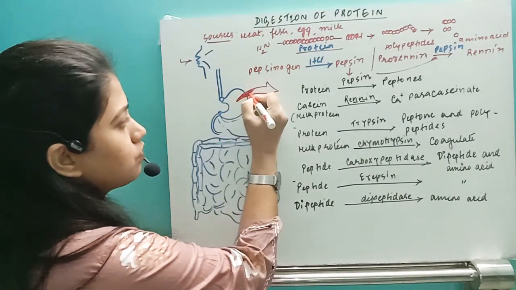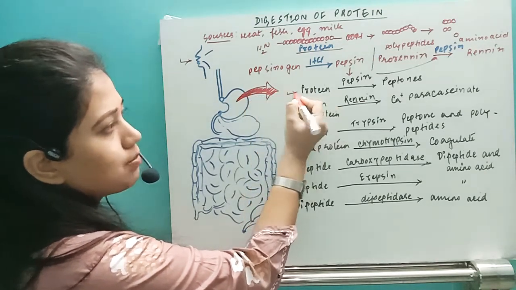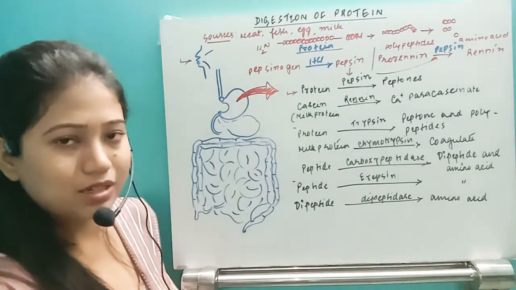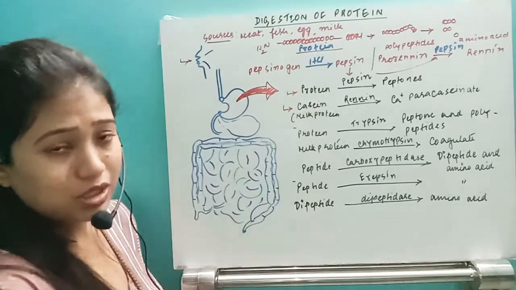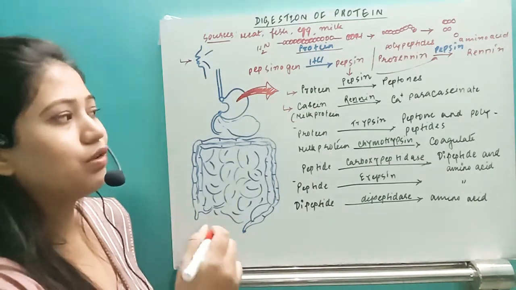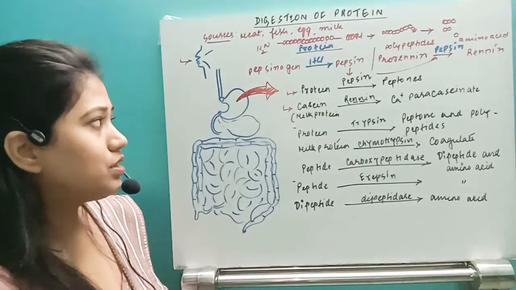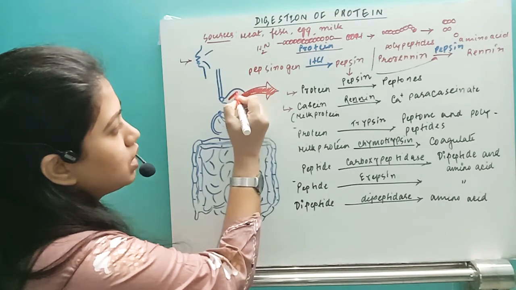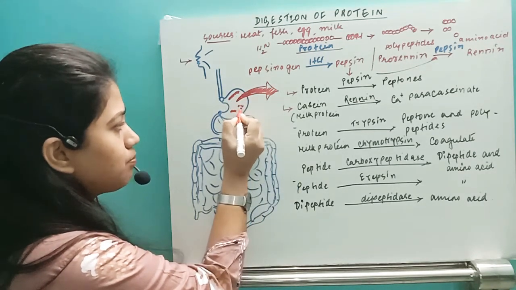So in the region of the stomach, what happened? Our protein will be acted upon by the pepsin to convert into peptones. Peptones are nothing but polypeptides. Next, the casein, which is the milk protein, in presence of renin will be converted into calcium para-caseinate. Now, after that, the food from the stomach, which earlier was a long chain of polypeptide, will be broken down into small polypeptides.